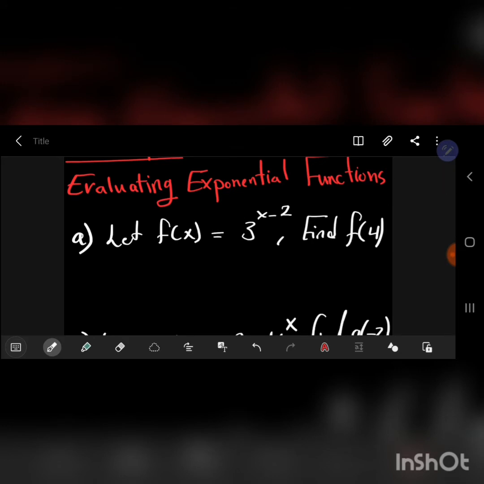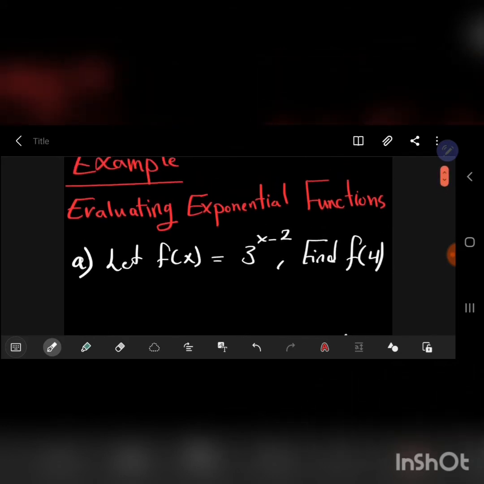A, let f of x equal 3 to the power x minus 2. He wants me to find f of 4. How can I find f of 4? If he gives me a number inside f, I will put the number instead of the x.